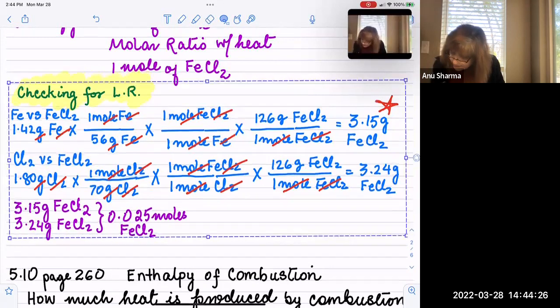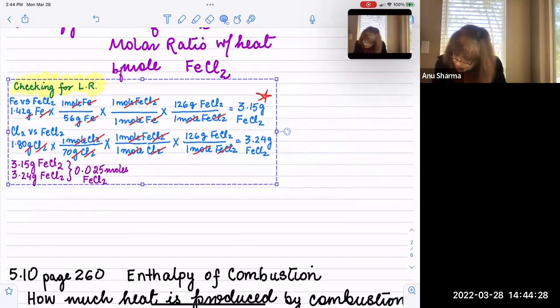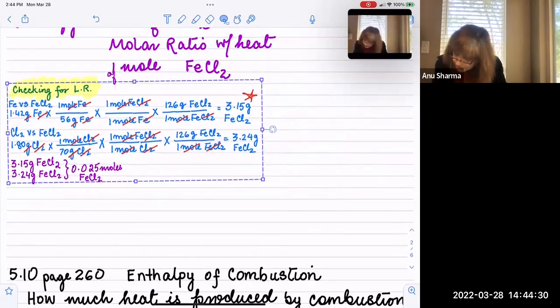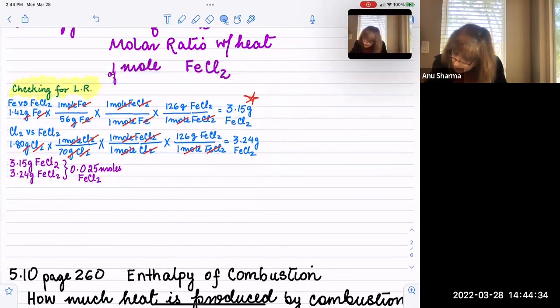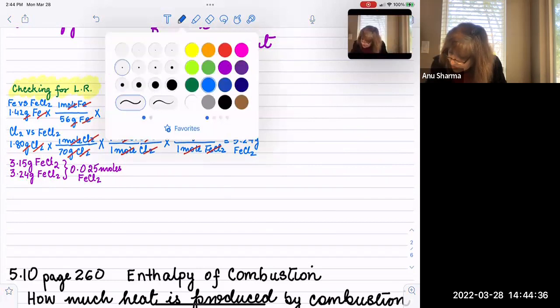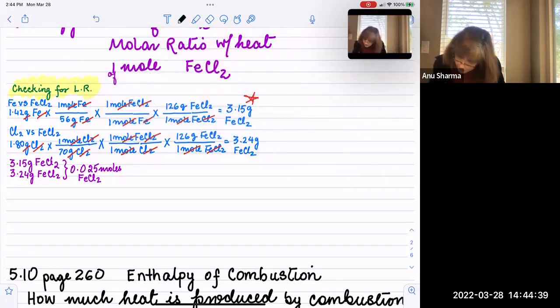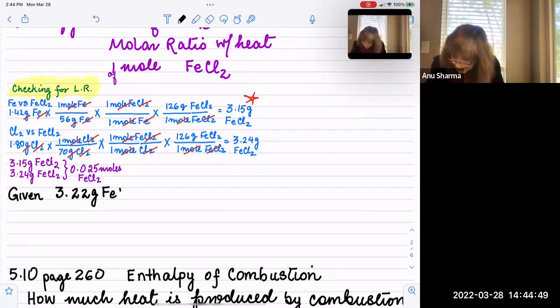Okay, we want to make this really small so we know that we have done this on the side, checked for the limiting reactant. Anyways, so now let's look at the setup the way we have it. Just use what is given to you: 3.22 grams of FeCl2, and convert that to moles of FeCl2.